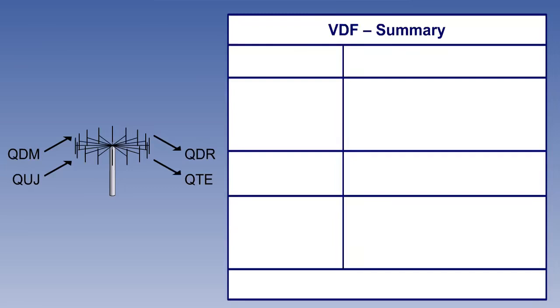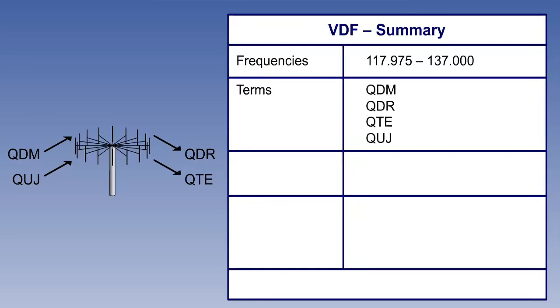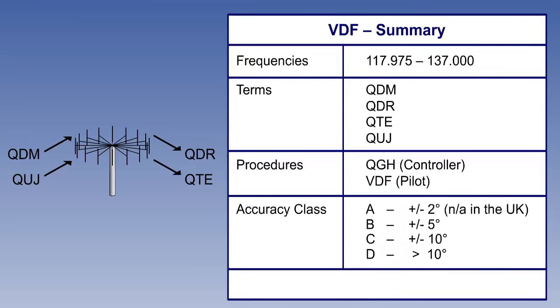These are the important points to remember. VDF uses the VHF frequencies of 117.975 to 137.0 MHz. Remember the Q codes for the various types of bearing. The approach procedure can be a QGH or a QDM-based VDF letdown. Remember the accuracy figures and that an auto-triangulation service is available in the UK on 121.5 MHz.